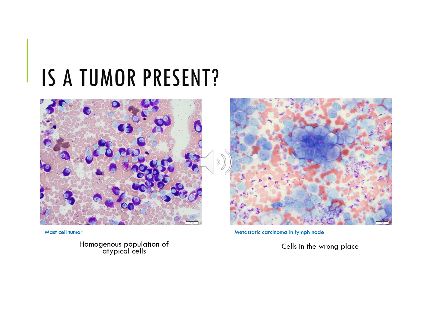So when we're deciding if a tumor is present, there are two big categories that we try to lump things into. Is there a homogeneous population of atypical cells present, as we see here on the left with all of these uniform mast cells present in a cutaneous lesion, where they should not be present in health? Or do we have metastatic disease, where these are cells that are just in the wrong place?